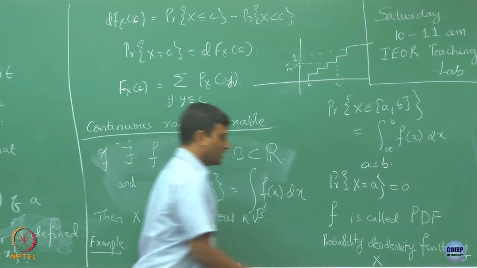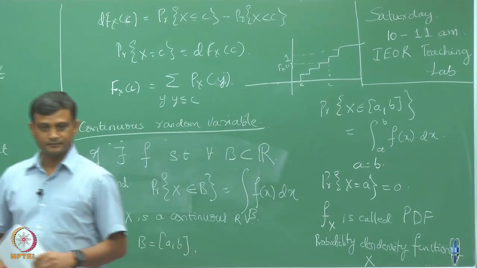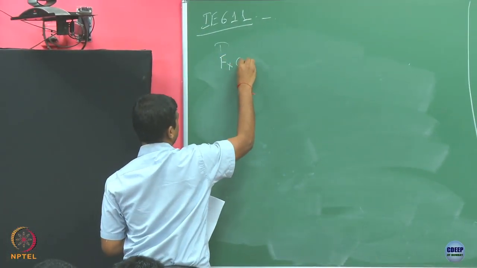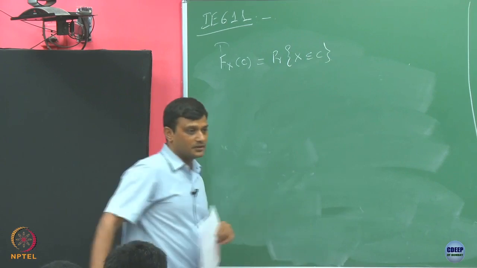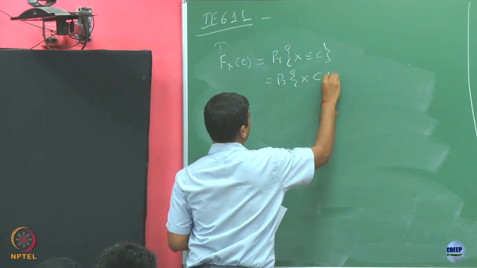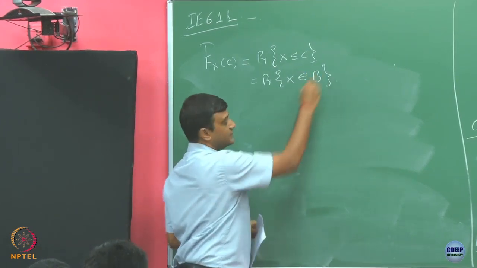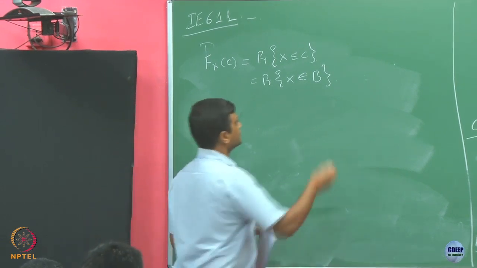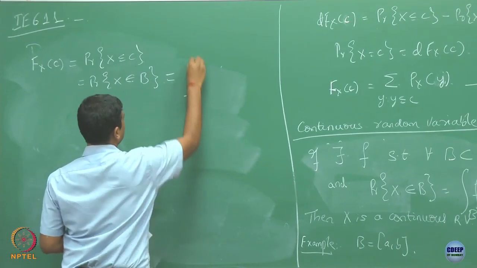And to denote that this is a PDF of an associated X, we subscript this f with x. Okay, so now I know that my CDF of my random variable is nothing but, by definition, P of X less than or equal to c. So let me express this in terms of a set. If I want to express this like this, what should be this B? Minus infinity to c, right? So then applying our definition here, this is minus infinity to c.